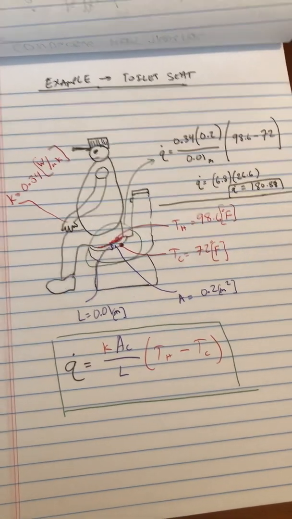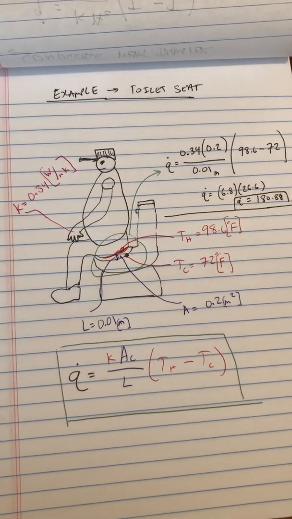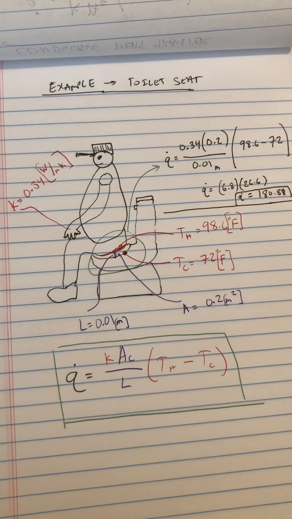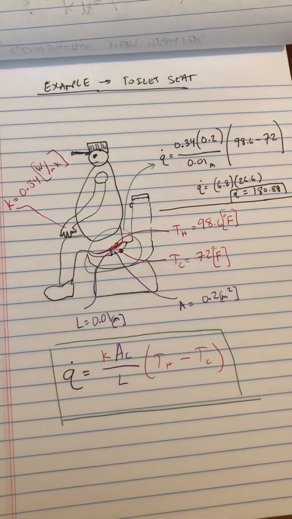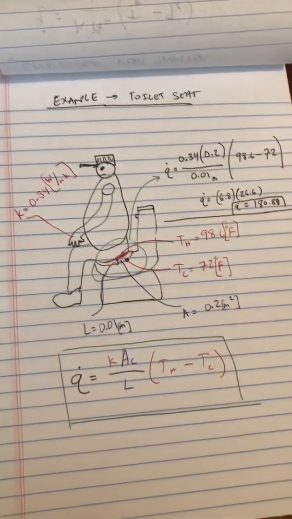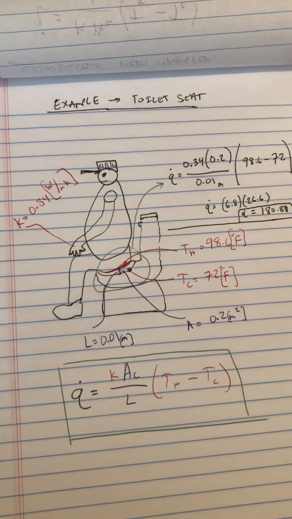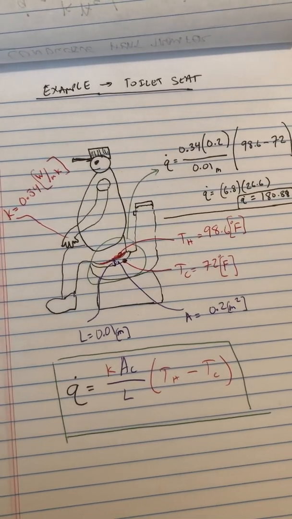And you've got your temperature of the human, 98.6. Temperature of the seat, I assumed was 72. The area between them, I assumed 0.2 meters. And then the thickness of the seat is 0.1 meter. That's another thing: if the seat is thick, it won't transfer as much heat. And then the K value for a human is 0.34 watts per meter Kelvin.